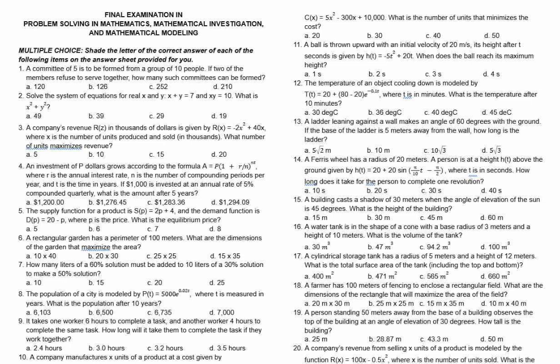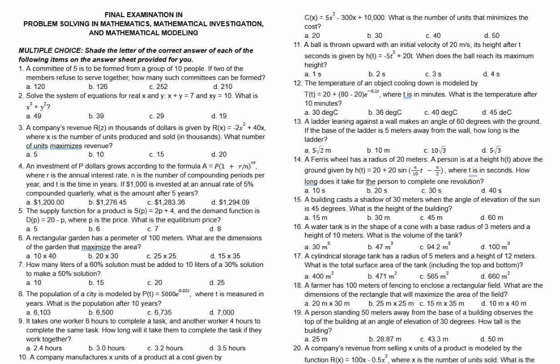Next, the population of a city is modeled by P(t) = 5,000 e raised to the power of 0.2t, where t is measured in years. What is the population after 10 years? So after 10 years, the population will be 6,735.